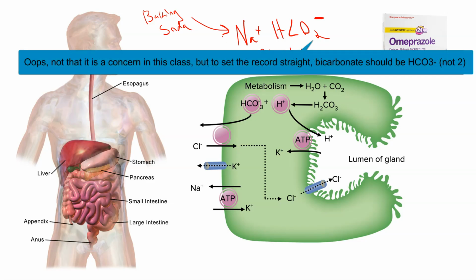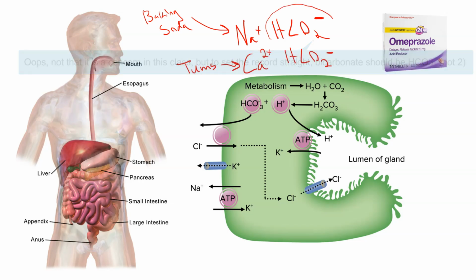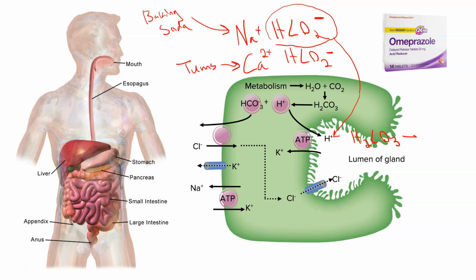Okay, and what happens is this particular molecule right here, because it has this negative charge, it goes and binds to the hydrogen ions, and then it makes carbonic acid, H2CO3, and then that will then dissociate into water and carbon dioxide. So effectively, you're taking hydrogen ions out of the stomach, and you're making instead CO2 and water.